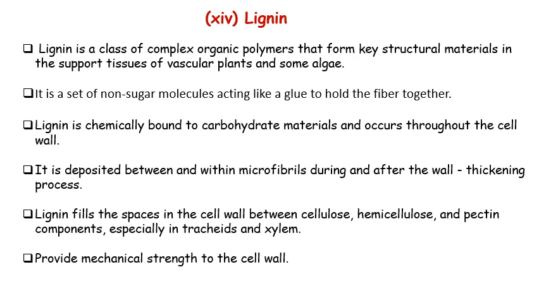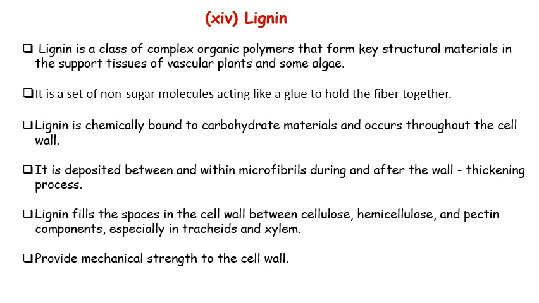The next one is lignin. Lignin is a class of complex organic polymers that form key structural materials in support tissues of vascular plants and even some algae. So they actually provide the mechanical support to the plants, and they are rigid. Even the cells of the higher plants or the bark is rigid due to the lignin present in the intercellular spaces or in the cell wall. So this lignin provides the strength, mechanical support and rigidity to the higher plants.